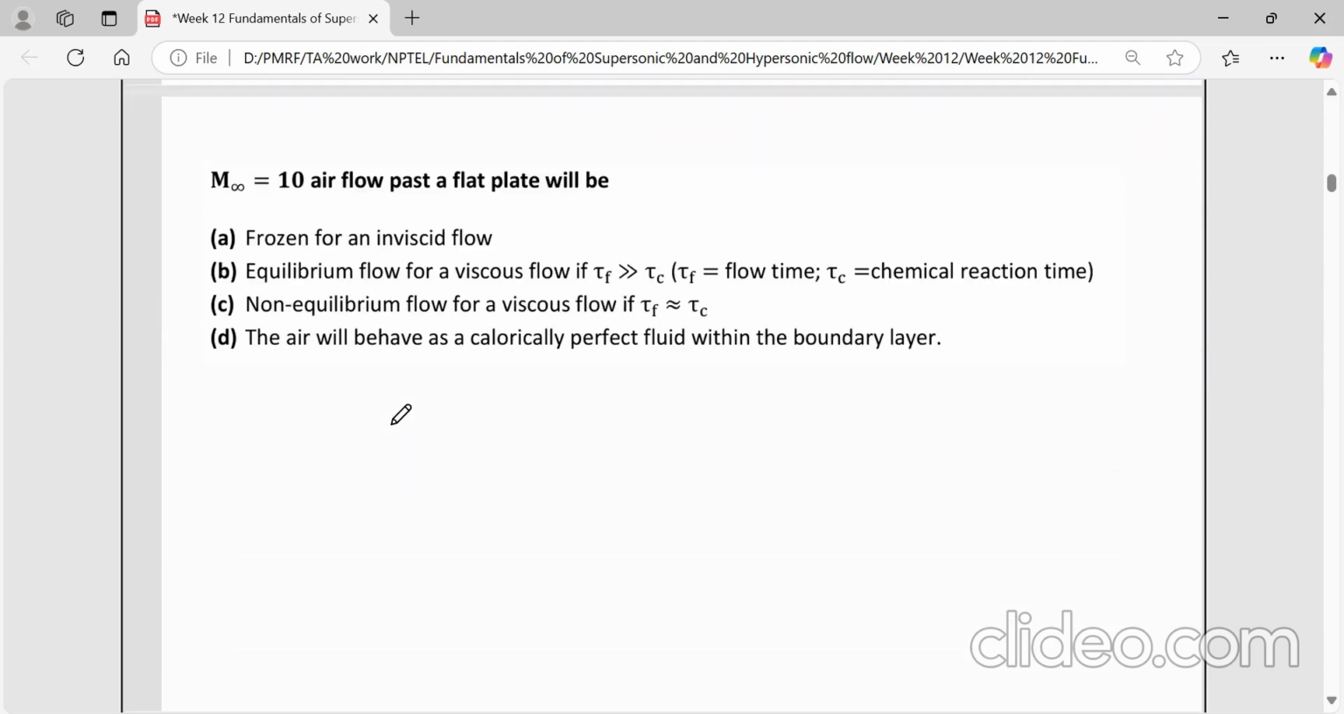Now we'll see the next problem. M infinity equal to 10 airflow past a flat plate will be: option A, frozen for an inviscid flow; option B, equilibrium flow for a viscous flow if tau f is very much greater than tau c, where tau f is the flow time and tau c is the chemical reaction time; option C, non-equilibrium flow for a viscous flow if tau f is approximately equal to tau c; and option D, air will behave as a calorically perfect fluid within the boundary layer. So what option will be the correct option?